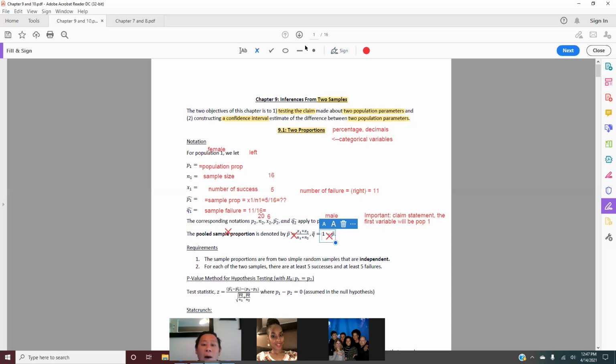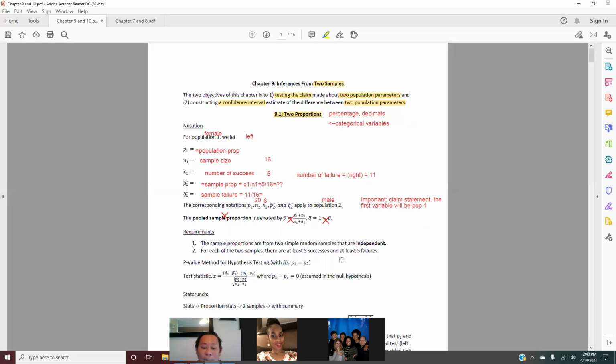The requirements, there are 2 requirements here. The first requirement is a simple random sample that has to be independent. So there have to be 2 simple random samples that are independent. What does independent mean? Independence means the two are totally unrelated. That means one group has nothing to do with the second group, like male and female.